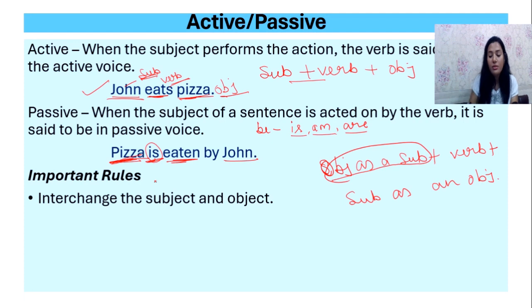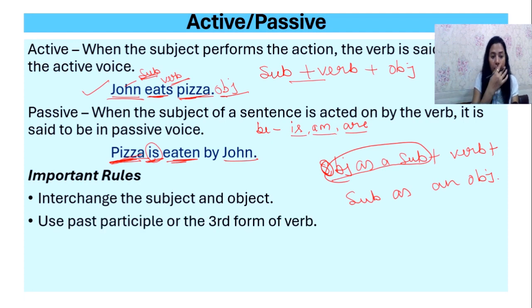Then what is the next step? Then we will write the main verb of the sentence. So what is the main verb of the sentence? Eat. And now we have to change the verb into its past participle form, or you can say the third form of eat. It is eaten. So we'll write here eaten. What's the next step? We will replace object with the subject.